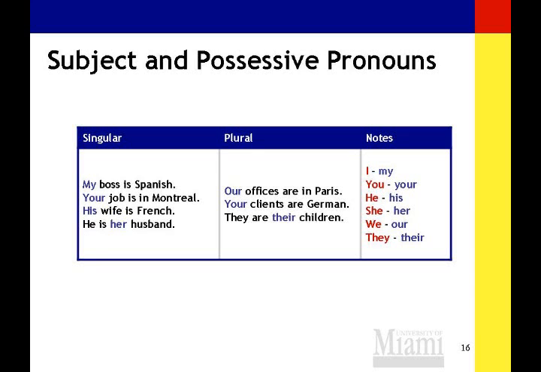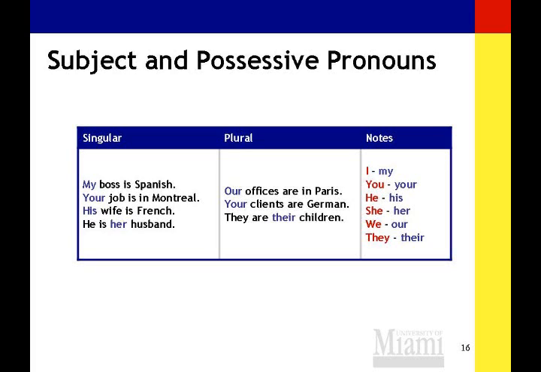Our last topic today is possessive pronouns. You already know the subject pronouns, I, you, he, she, we, and they. Let's look now at making possessive pronouns. My, your, his, her, our, and their. We use possessive pronouns to show possession. For example, my boss is Spanish, or his wife is Italian. You'll find more exercises on the GBE website to practice using possessive pronouns, subject pronouns, and the verb to be.